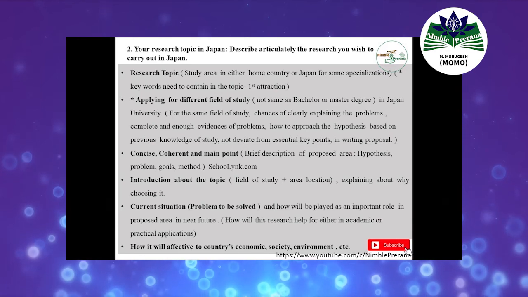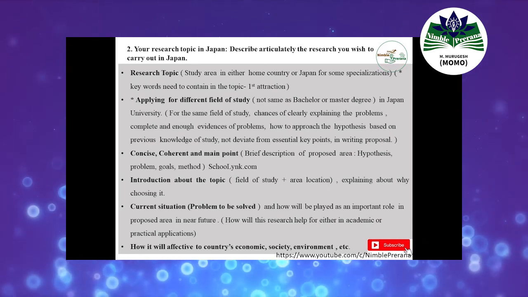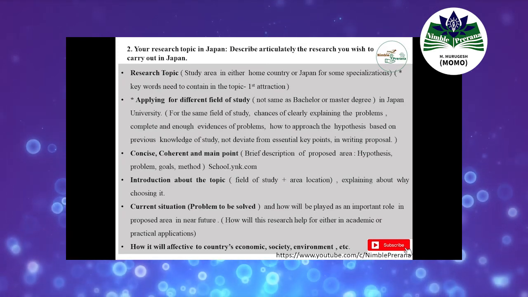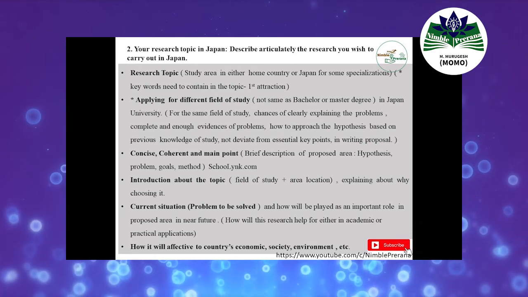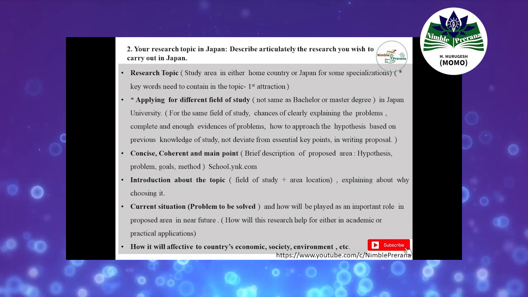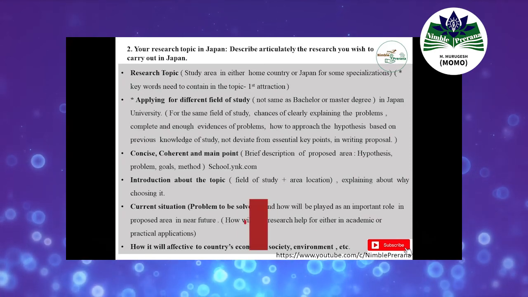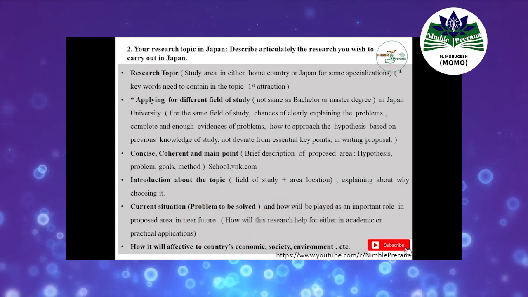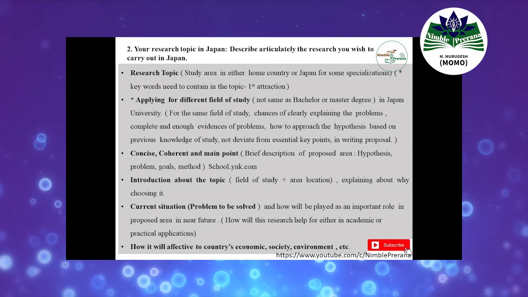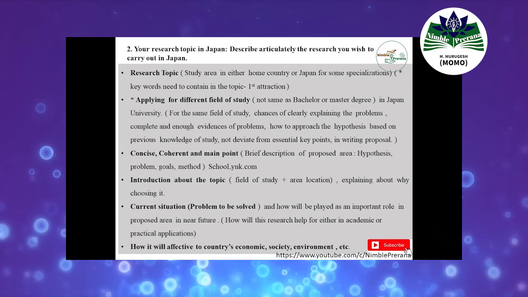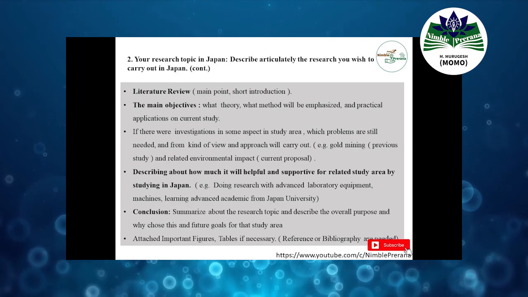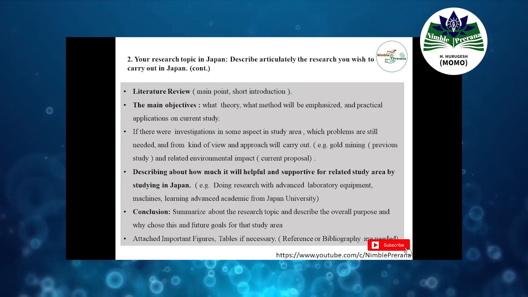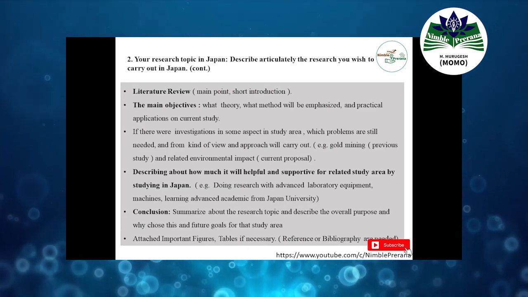So I introduced the topic, field of study, and field area location, explaining why I chose it. And I also described the current situation in my country, why the problem needs to be solved, and how it plays an important role in this proposed area, and how this process will be helpful in academic or practical applications. Also, I pointed out how much it will contribute to my country's economy, society, and environment. The third one is the study program in Japan, which we need to describe in detail, because in that case I will describe my experience in general.